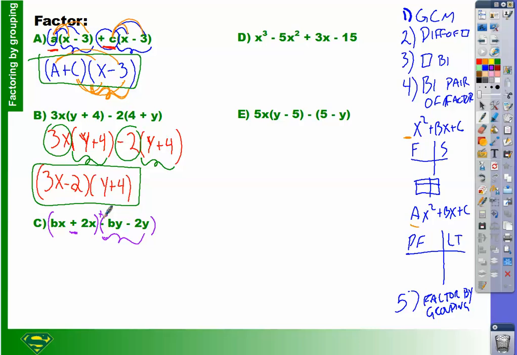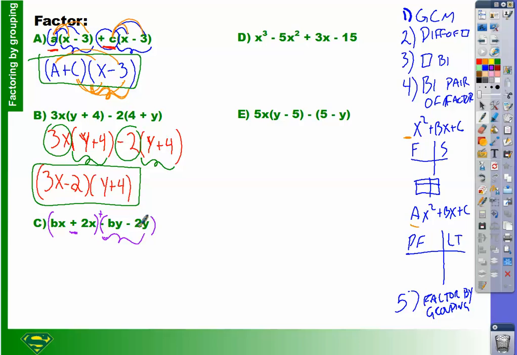Have I done anything different? Have I created a new binomial or a new polynomial? No, because I still have bx plus 2x plus negative by plus 2y. Well, because if I don't put something in between here, it means that I'm multiplying, and I'm not multiplying. So yes, we're adding negative. Oh, sorry, minus 2y. My fault.